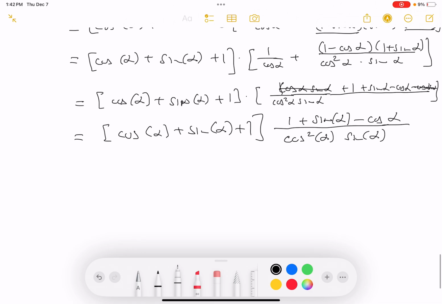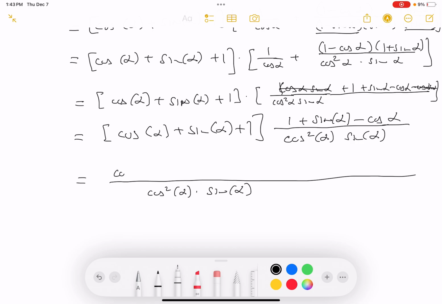You know what I'm going to do? I'm going to multiply it out now. Cosine squared alpha, sine alpha. And let's do this over here. You get cosine alpha plus cosine alpha sine alpha. I just distribute that across those three terms, by the way. Oh, no, I didn't do the third one. Sorry about that. Minus cosine squared alpha.